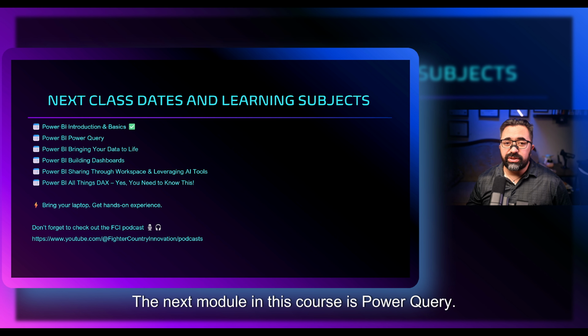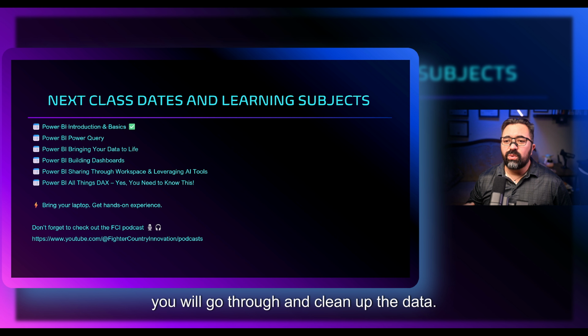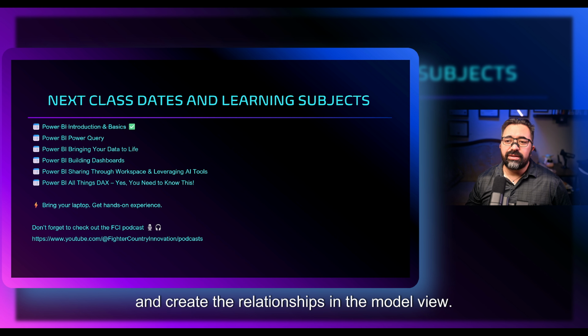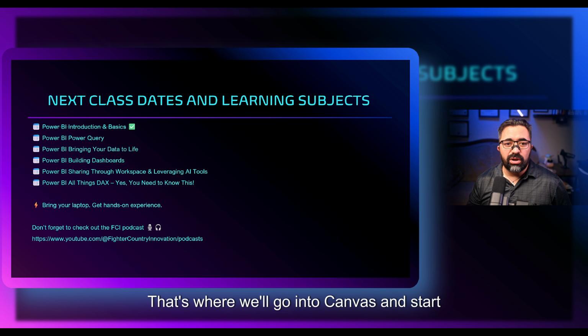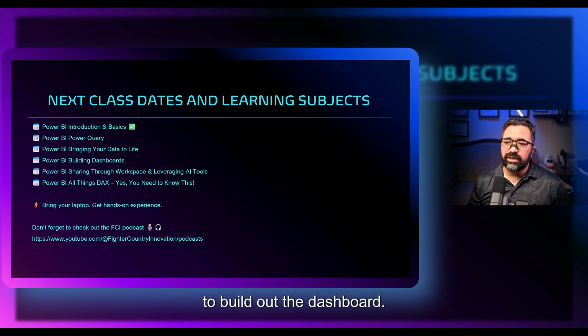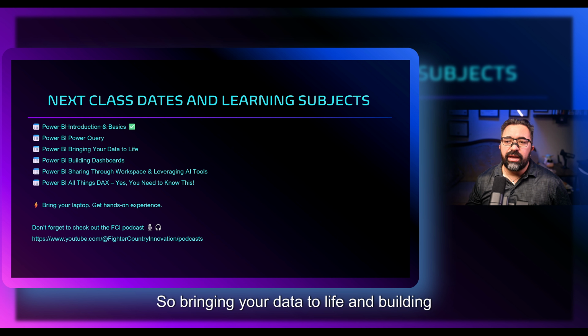The next module in this course is Power Query. Within that, you will go through and clean up the data. You will also create fact and dimension tables and create the relationships in the model view. After that is bringing your data to life. That's where we'll go into Canvas and start to build out the dashboard. And that's kind of a 2-part. So bringing your data to life and building dashboards.